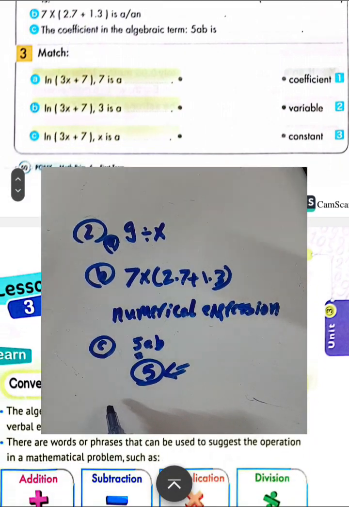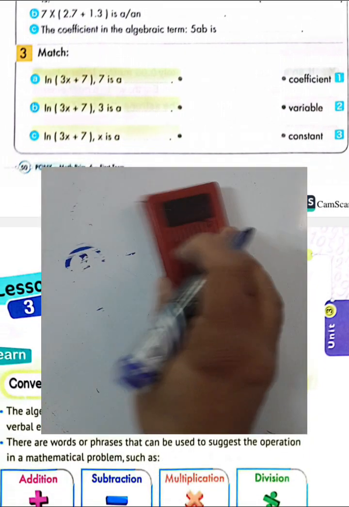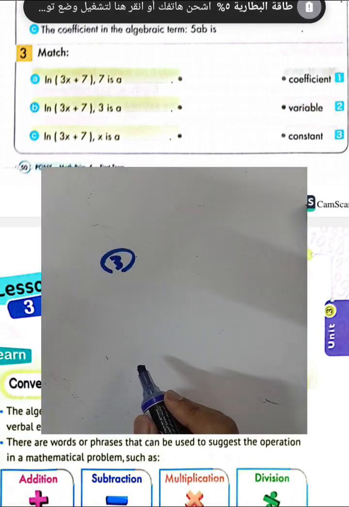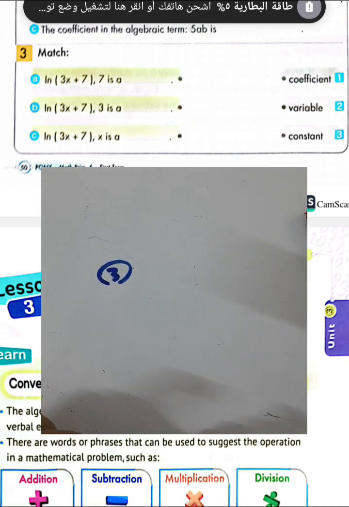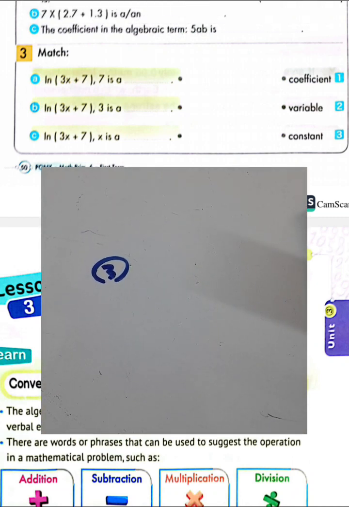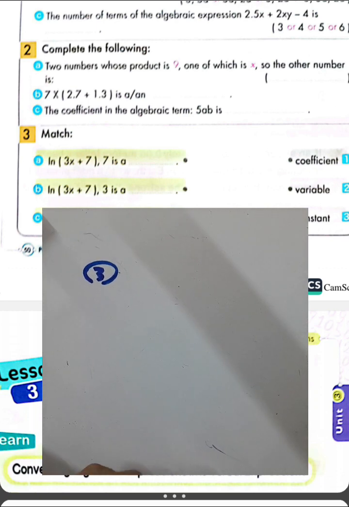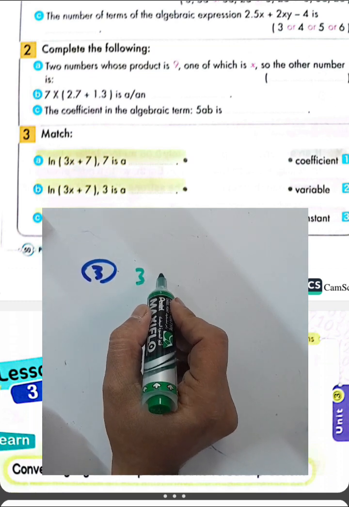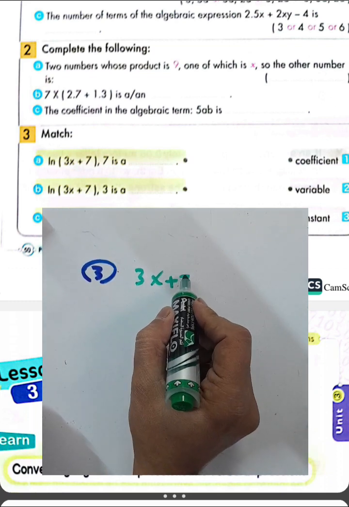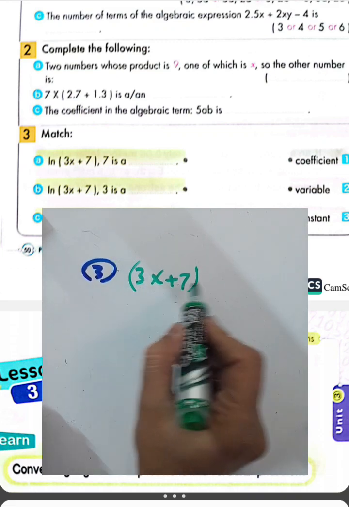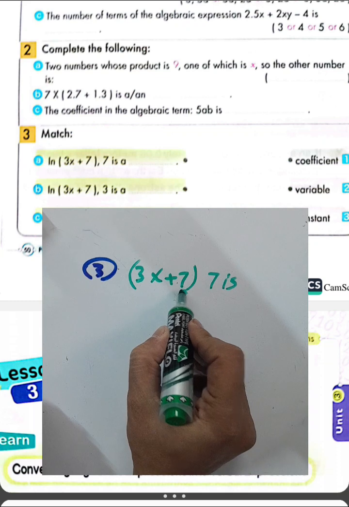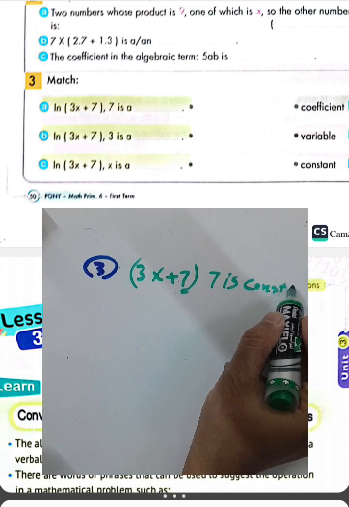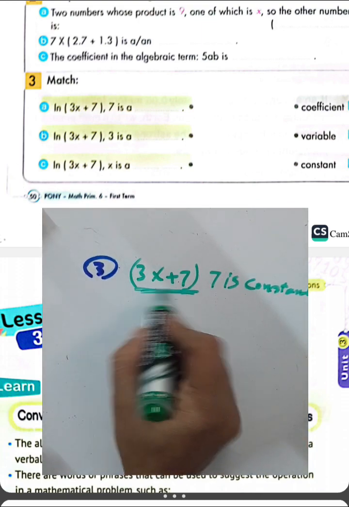Number 3, match. We have here 3x plus 7. 7 is a constant. We call it a constant. Right, constant here. In this expression, 7 is a constant.